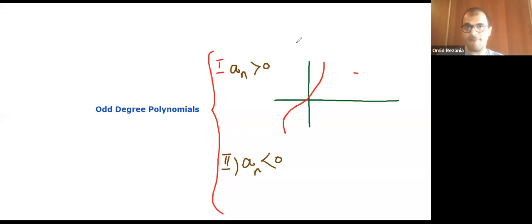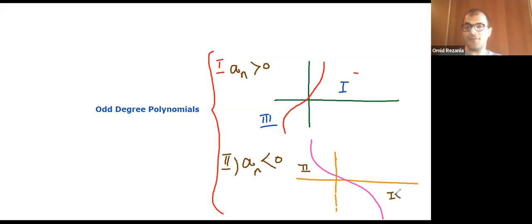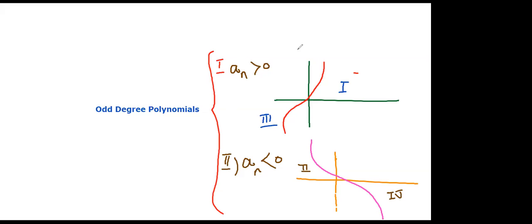The first and the third quadrant of the Cartesian plane is occupied. However, if the leading coefficient is negative, my plot may take something like this. It occupies the second quadrant and the fourth quadrant of my Cartesian plane. Does it make sense to everyone? Yes. Fantastic.